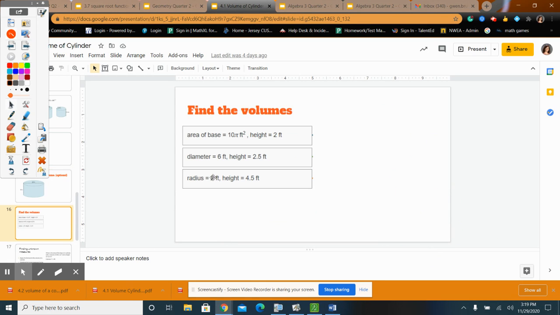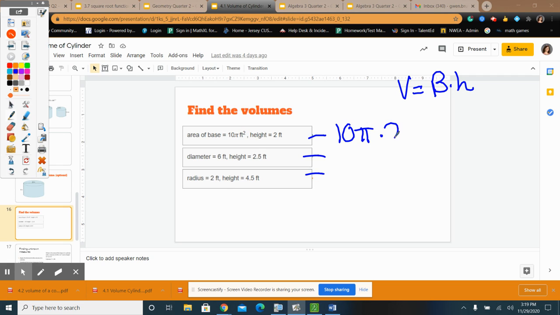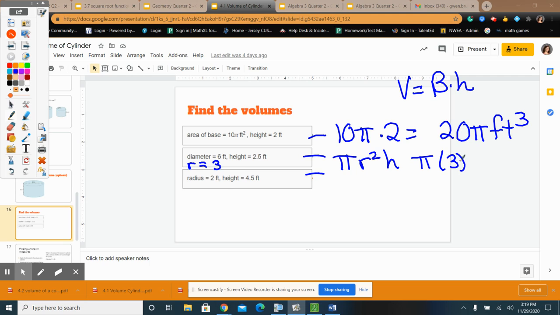Okay, how about these? This time they give us all different things, and we're going to have to find all the volumes. So let's see what we got here. If the area of the base is 10 pi, then we can do the big B times h. Area of the base is 10 pi, and the height is 2. So that is going to be 20 pi feet cubed. What if they told me the diameter? I don't need the diameter. I need the radius. So I will find the radius first by taking half of that diameter, which is 3, and that will be pi r squared h, which is pi times 3 squared times h, which is 2.5.